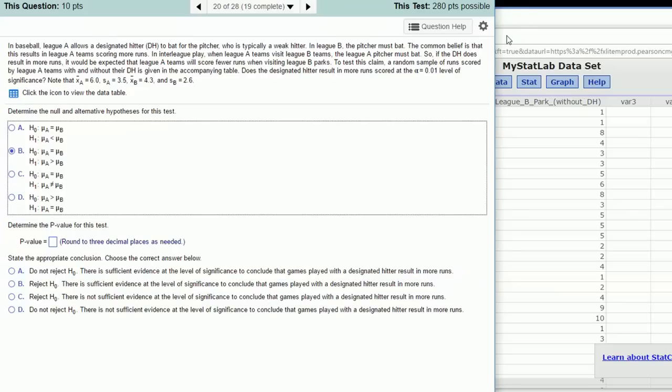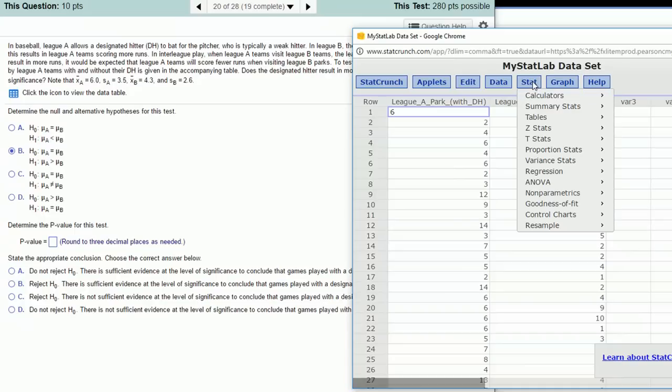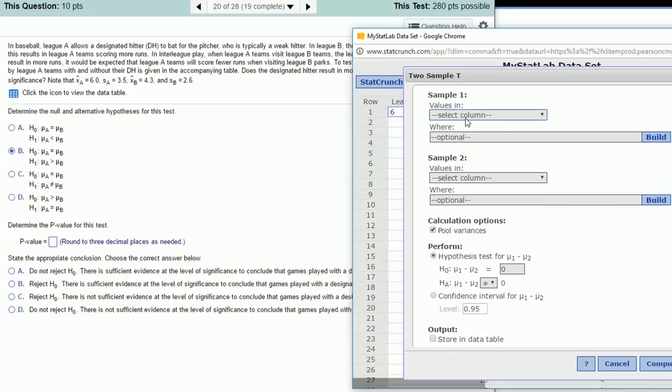So back over to StatCrunch. Let's run this. Now we have two independent samples. Even though we have the same number of samples, we are not pairing them up because it's not like the same team playing against the same other team. There's a lot of different teams from League A, a lot of different teams from League B. So it's T stat, 2 sample with data.